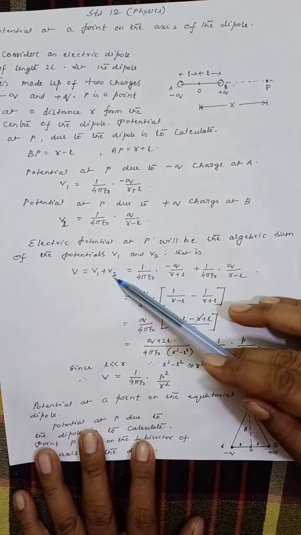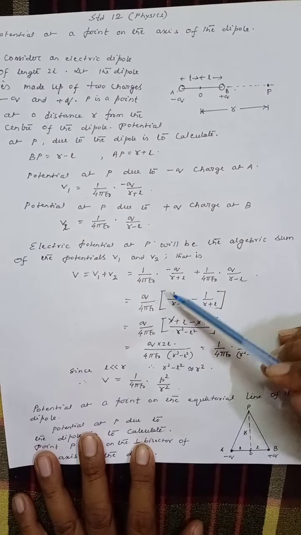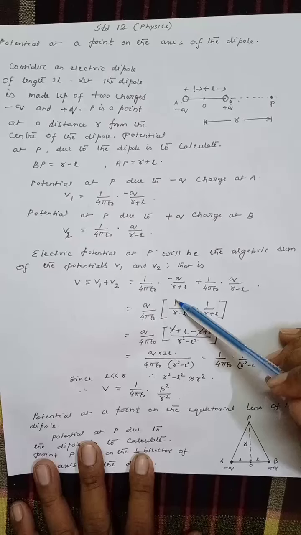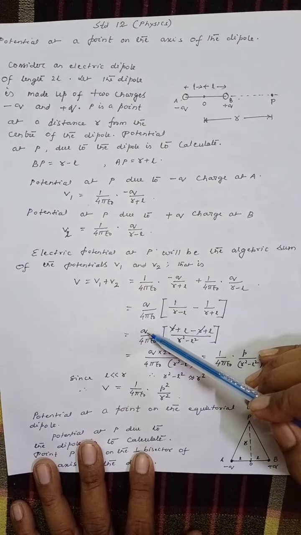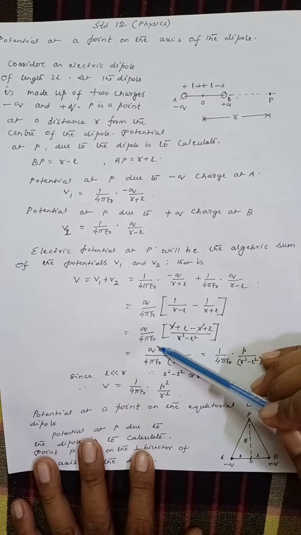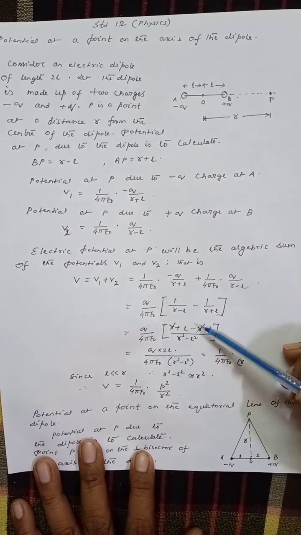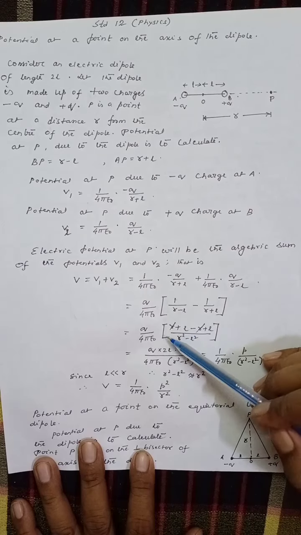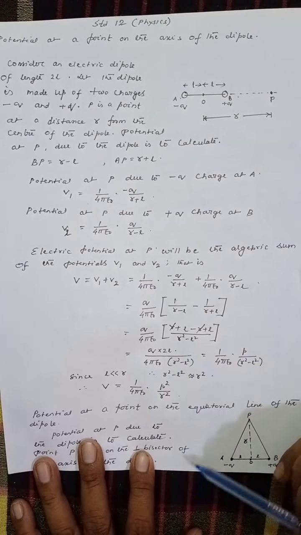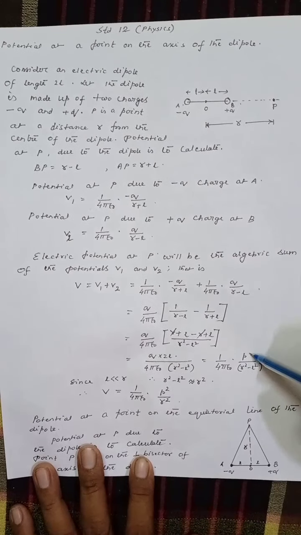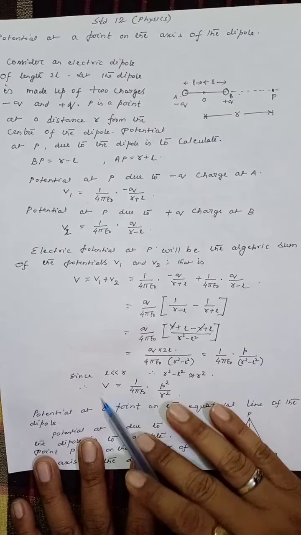Putting the values of V1 and V2 and taking Q by 4 pi epsilon naught common, we get inside the bracket 1 by R minus L minus 1 by R plus L. So it gives the result Q by 4 pi epsilon naught, with R minus L into R plus L as the LCM, so it is R plus L minus R plus L, cancel R, so it is Q into 2L by 4 pi epsilon naught, R square minus L square. And what is Q into 2L? That is P. So 1 by 4 pi epsilon naught P divided by R square minus L square.